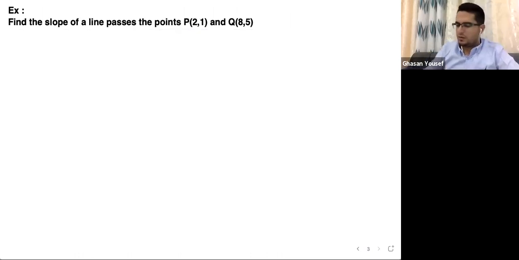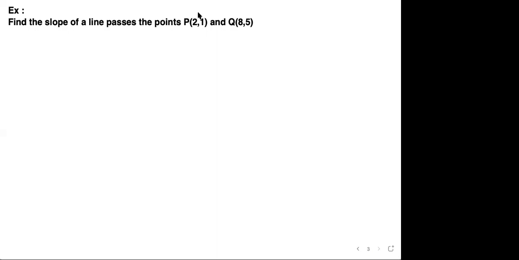Okay, so I have this example. Find the slope of a line that passes the points P(2, 1) and Q(5, 8). Who will do this one? Yes, Bilal, this is correct. So again, this is my... yes, Anta, go ahead. I think Bilal said the same thing.